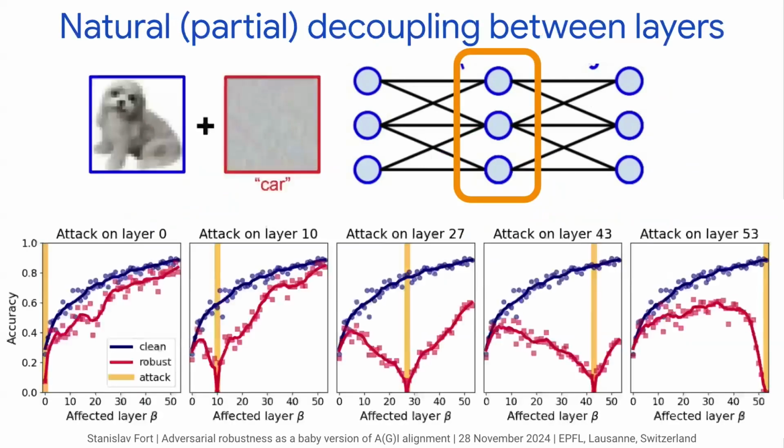And it turns out if you attack, let's say here, the image to look like something at layer 27, the accuracy only drops at layer 27 and then recovers after. So the model's layers before and after see to some extent the original class. It's only the layer to which you targeted the perturbation, and layers around it, getting confused. So there's some partial decoupling, a distinct susceptibility to attacks on the different layers of the model.